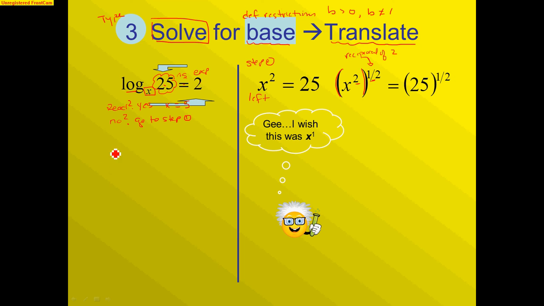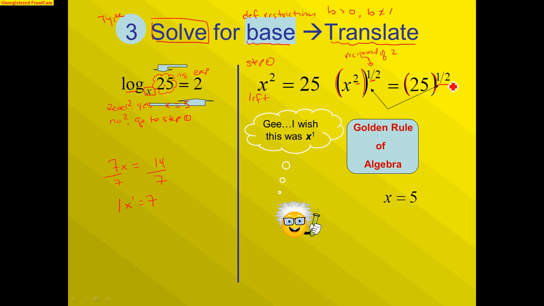Now, remember, that's just like when somebody said, oh, what if you have 7x is equal to 14, right? Divide both sides by 7. Why did you divide by 7? Because you were trying to get rid of the 7 and get 1x to the first, right? Well, over here I had x squared. I wanted x to the first. Well, if I raise x squared to a power of 1/2, don't I get x to the first? The golden rule of algebra. But since I raised the left side to a power of 1/2, I must do the same to the other side. The golden rule of algebra. And notice when I do that, 25 to the 1/2 is just 5, not the square root, not plus and minus 5. I'm reminded that I just get 5. Now, check.